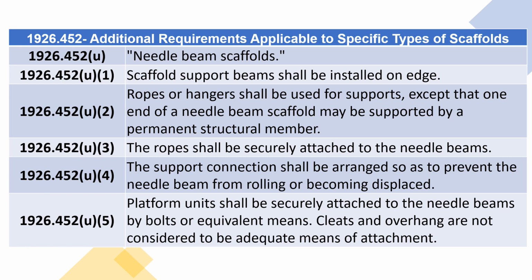1926.452(u): Needle beam scaffolds. 1926.452(u)(1) through (u)(5): Scaffold support beams shall be installed on edge. Ropes or hangers shall be used for supports, except that one end of a needle beam scaffold may be supported by a permanent structural member. The ropes shall be securely attached to the needle beams. The support connection shall be arranged so as to prevent the needle beam from rolling or becoming displaced. Platform units shall be securely attached to the needle beams by bolts or equivalent means. Cleats and overhang are not considered to be adequate means of attachment.